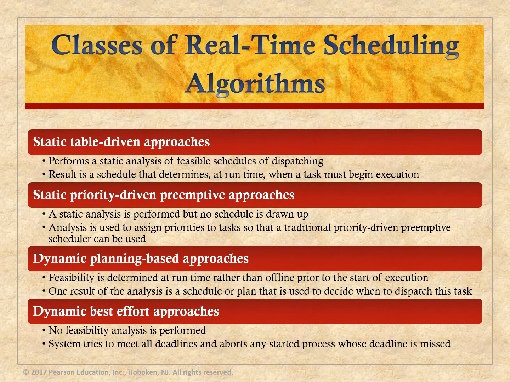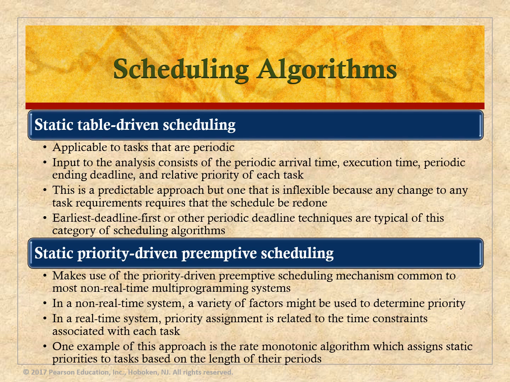Okay, so based on the previous consideration, we have 4 classes of real-time scheduling algorithms. The first two are static and the second two are dynamic. We will look at each one of these in the next slides. So we have static table-driven scheduling. This static table scheduling is basically applicable to tasks that are periodic.